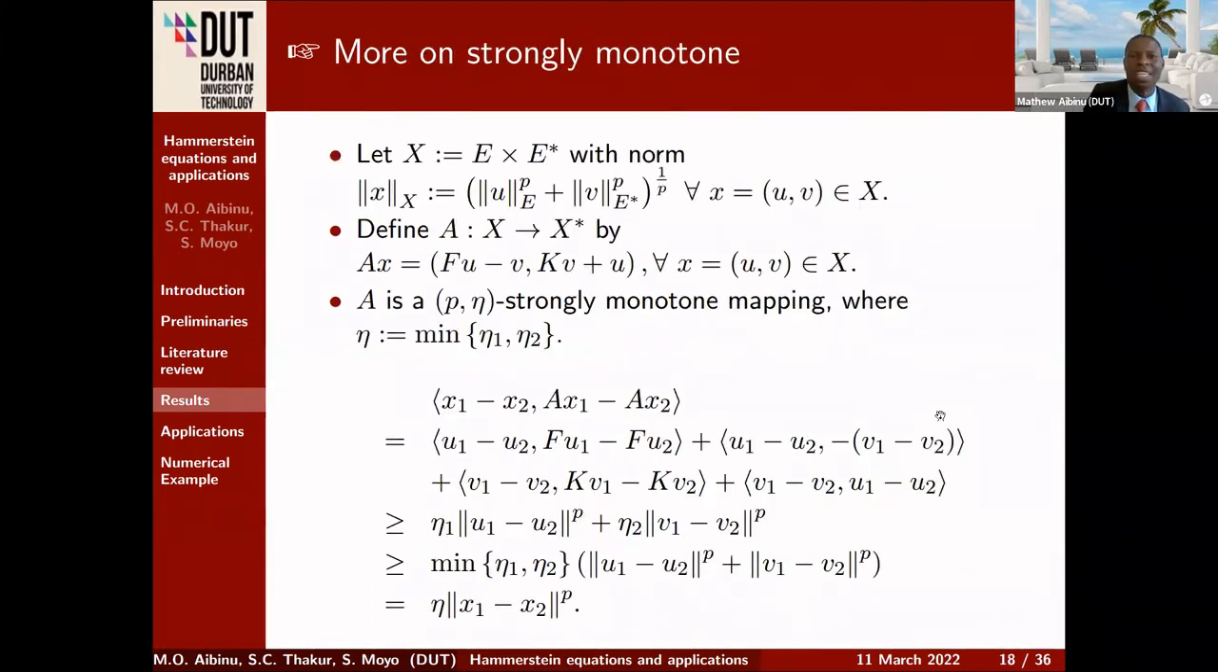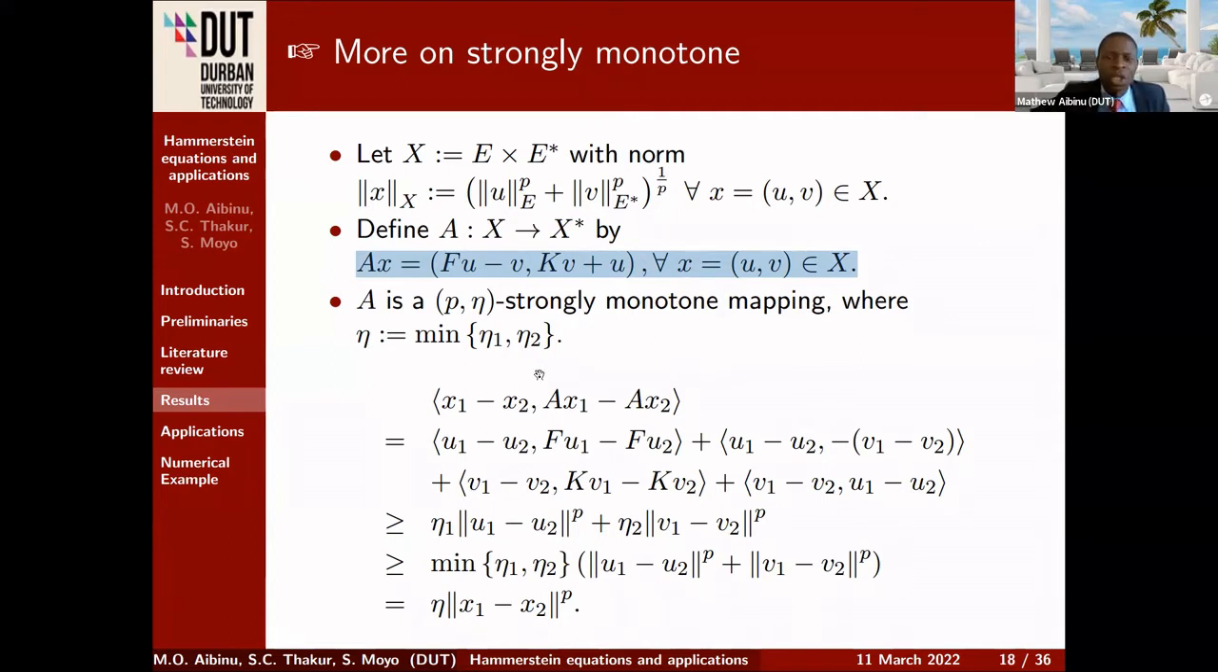Then we let X be E cross E star, with the norm of X defined as this. Then we define a map A from X to X star by this. This is our map A. We define our map A to be this, and we show that this map is a p eta strongly monotone mapping.